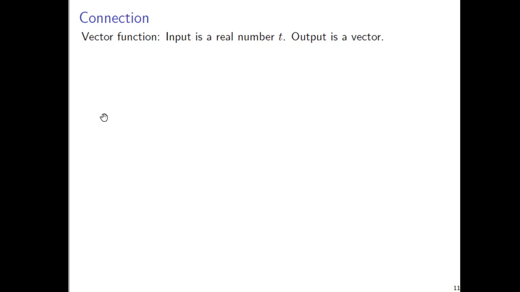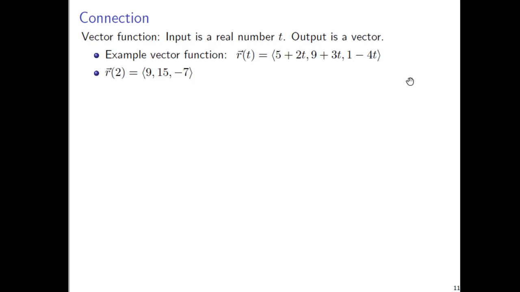Okay, let's connect what we're seeing to something from the past. In a vector function, the input is a real number and the output is a vector. For example, this one we just looked at, right? You feed in a t as an input, just a single real number, and as output you get this vector: 5 plus 2 times input, comma, 9 plus 3 times input, comma, 1 minus 4 times input, all in angle brackets. So you get that vector. So for example, if I didn't make any arithmetic errors, then r of 2 should be the vector 9, comma, 15, comma, negative 7.